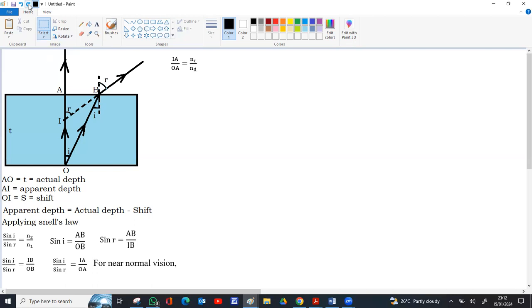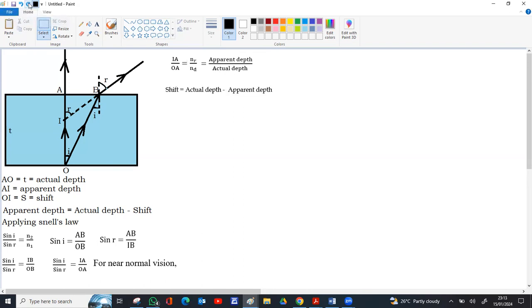Now for finding the relation, we need to substitute IA by OA for sin A by sin R, which is N2 by N1. So N2 is the rarer medium, so NR by ND. So IA by OA equals NR by ND instead of N2 by N1. So NR by ND equals IA by OA. IA is apparent depth, OA is actual depth. So NR by ND equals actual depth by apparent depth. This is the relation for apparent depth and actual depth in relation to the refractive indices of the denser medium and rarer medium.